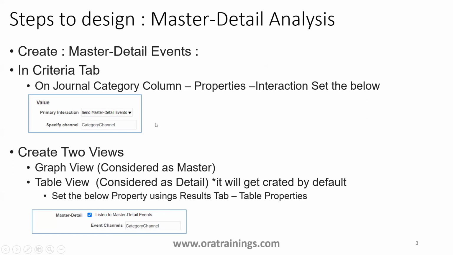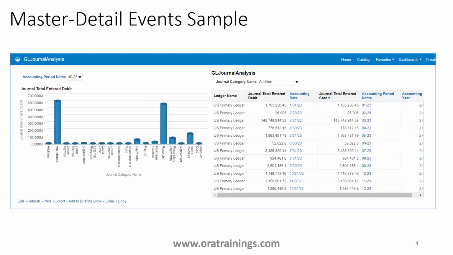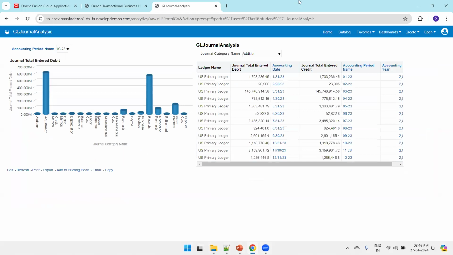These are the two very important settings you have to do so that our master detail analysis will work as expected. And we can see the result as of now. This is the expected sample we would like to design. Now we will navigate to the Fusion instance and let us design this particular sample.